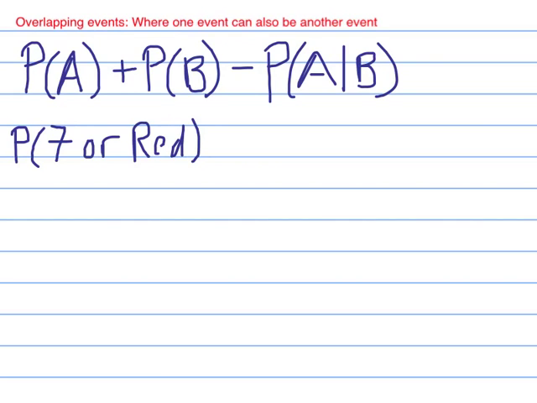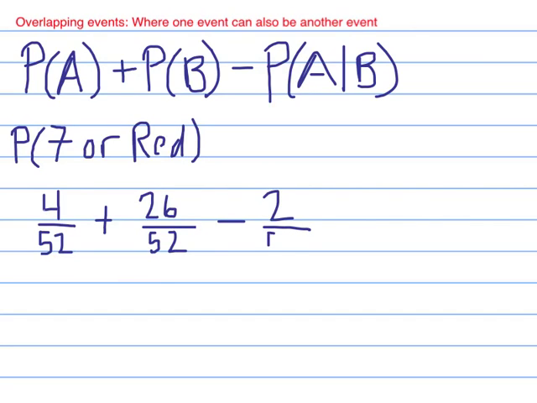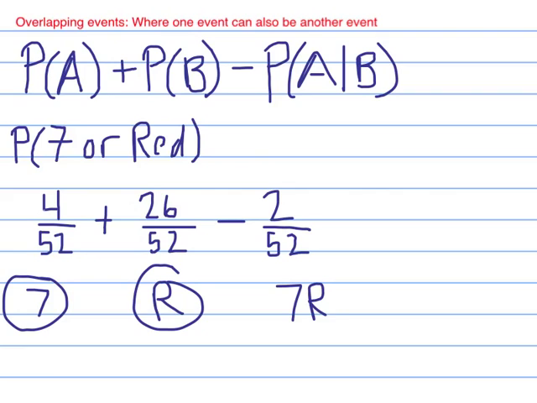How many 7s are in the deck? Think about that. There are 4 7s out of the 52 cards. How many red cards are in the deck? There are 26 out of the 52 cards. And then how many 7s are there that are red? There are 2. I've added the 2 red 7s here, and I've added the 2 red 7s here. I don't want to add that group twice, only once, so since I added it twice, I need to subtract out the red 7s. So here's the 7s, here's the red cards, and here are the red 7s.